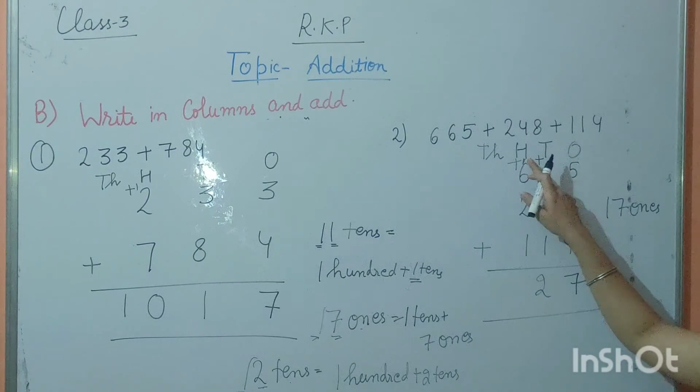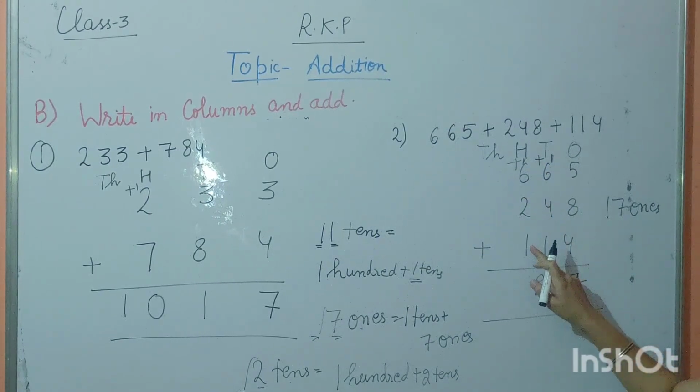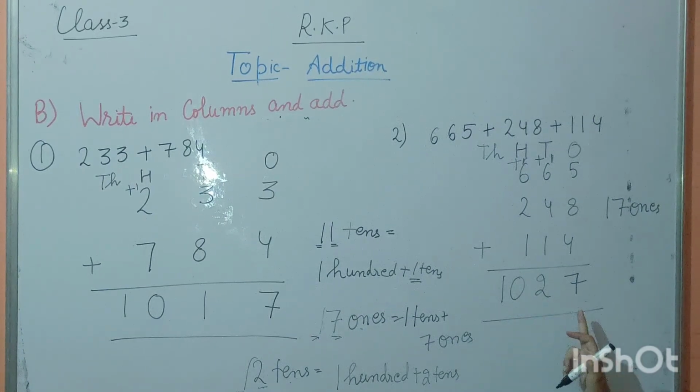6 plus 1 is 7. 7 plus 2 is 9. 9 plus 1 is 10. Okay. Now read it. 1027.